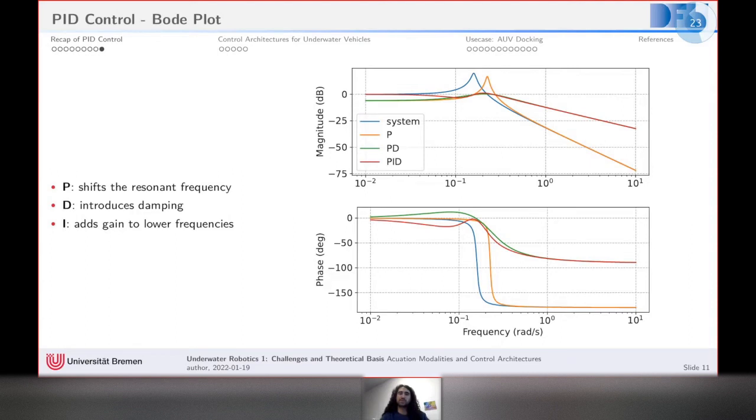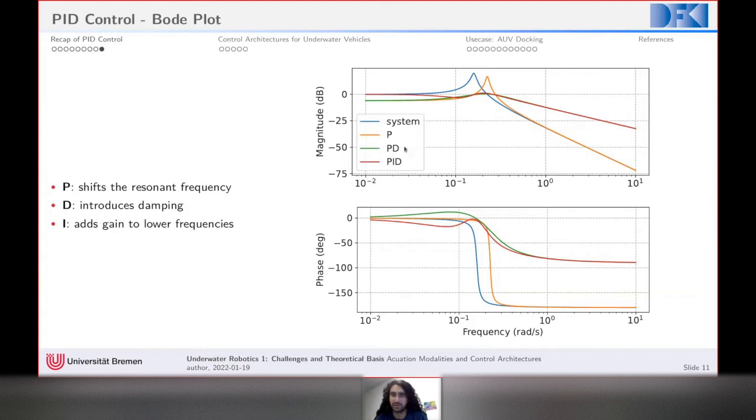So looking at it a little bit in the frequency domain, this is basically what we're doing, or how we are manipulating our system. Our system was originally this blue curve. Maybe it's a little bit hard to see here. Now, if I add only a proportional controller, what I'm doing is basically what I explained before. We push this frequency a little bit forward, so we have a little bit more wiggle room to play around with.